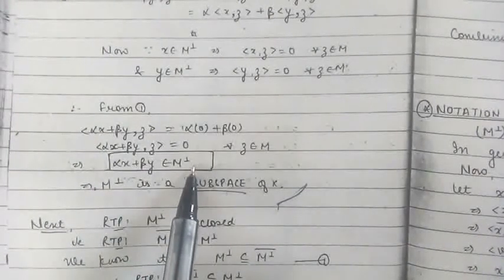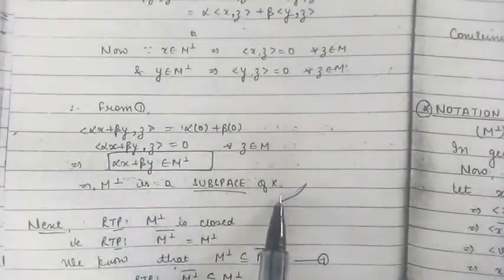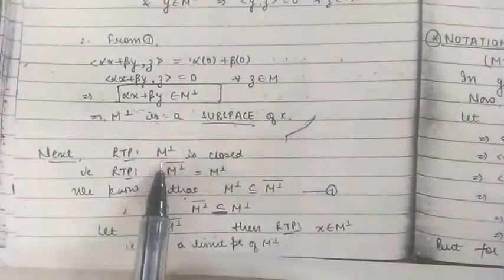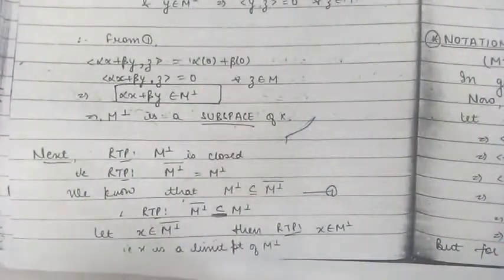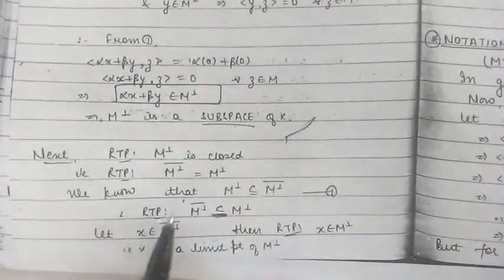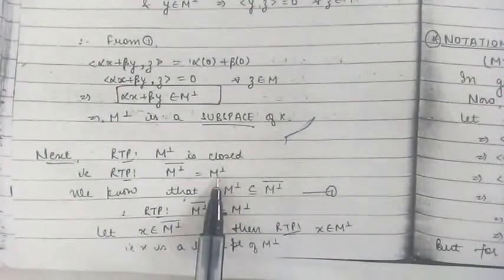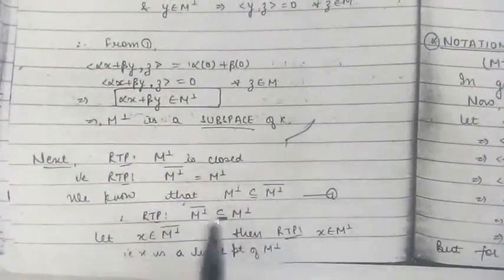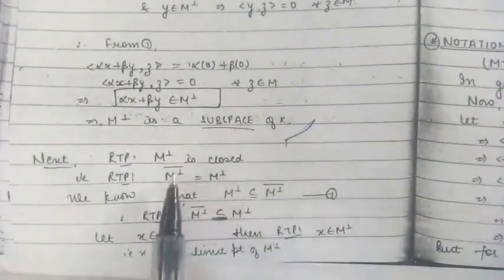So we have proved the property that the annihilator of M is a subspace of the inner product space X. Now the next property is that the annihilator of M is closed, and we know that a set is closed if and only if its closure is the set itself. So we will have to prove that the closure of the annihilator of M is equal to the annihilator of M. If two sets are to be proved equal, then we will prove their containment into each other. So we will have to prove that this set is contained in this and this set is contained in this.